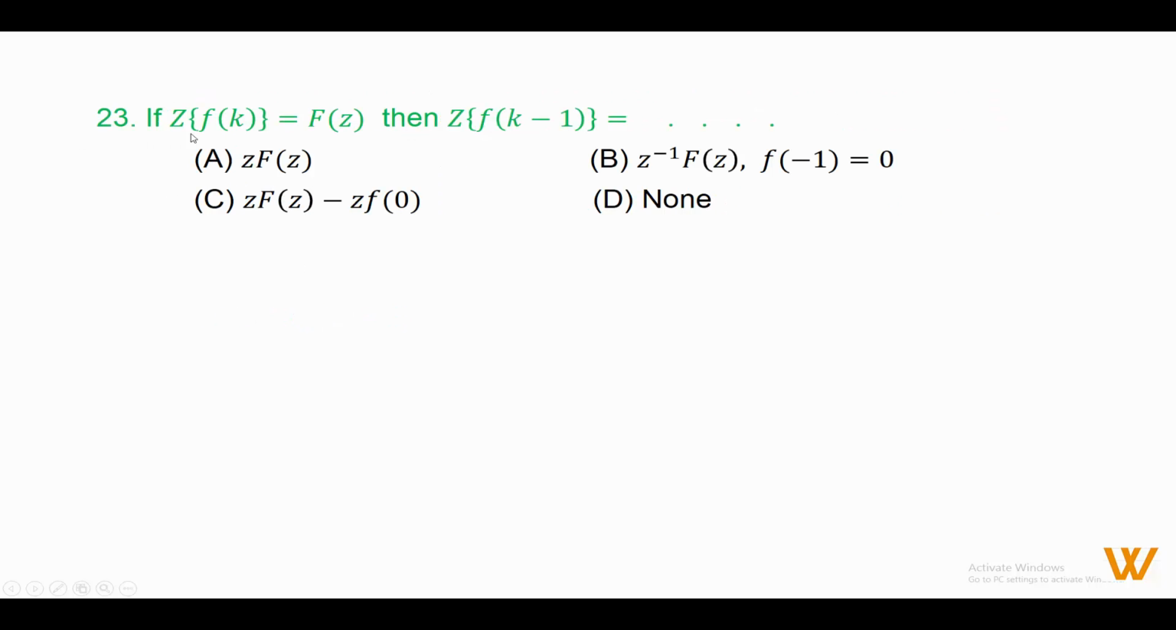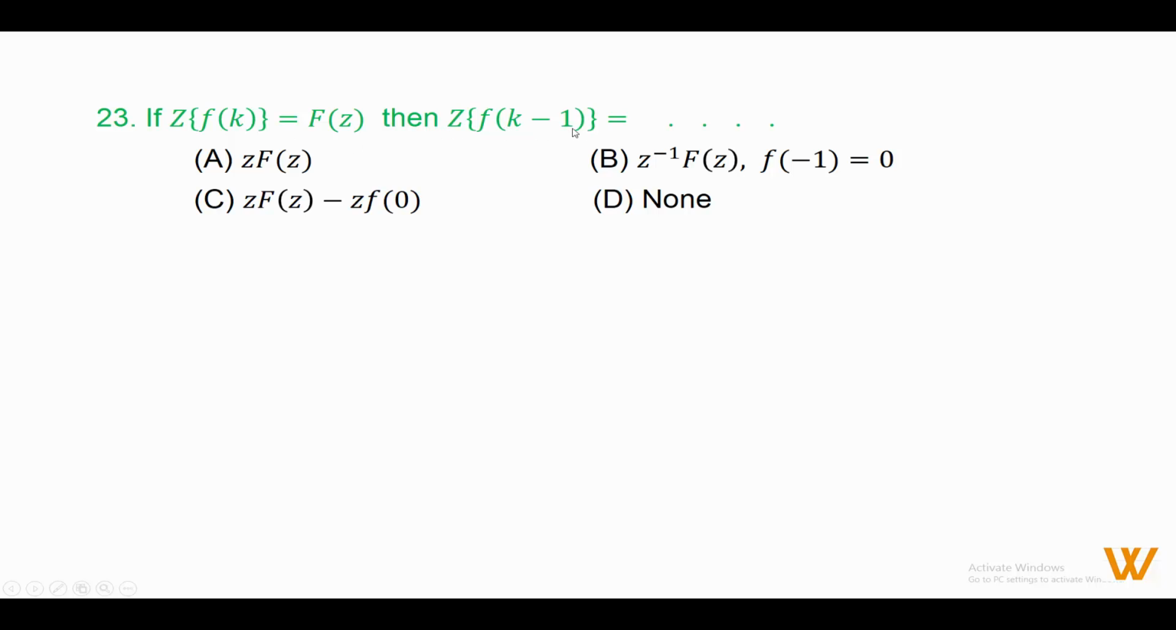23. If Z transform of f of k is capital F(z), then Z transform of f of k minus 1 is equal to dash. Z transform of sequence f of k. Now instead of sequence f of k, here sequence is f of k minus 1.